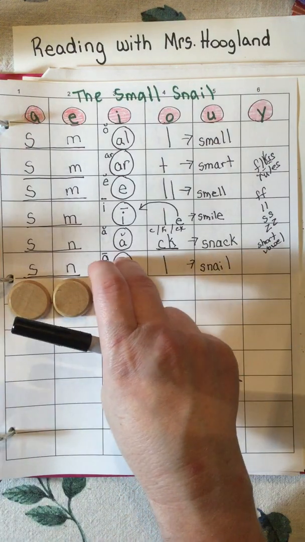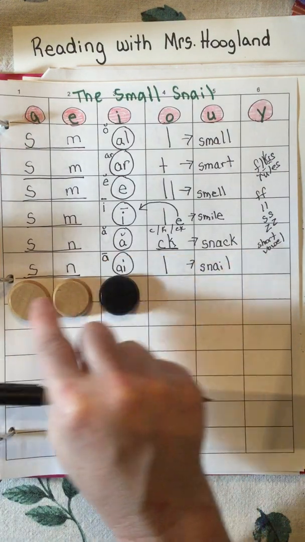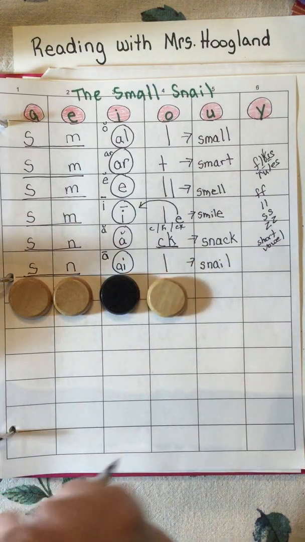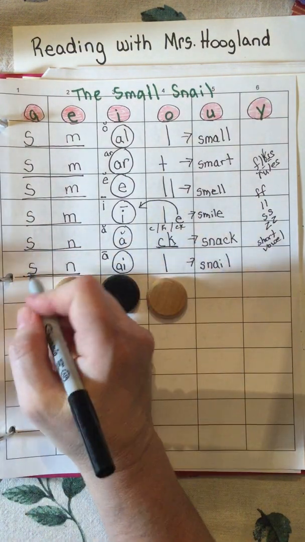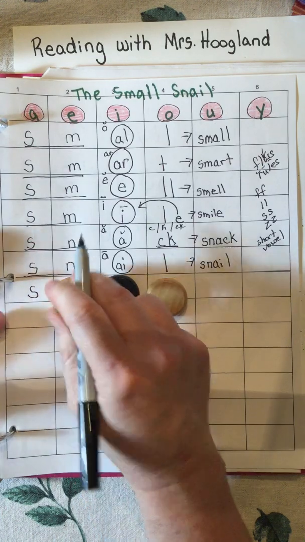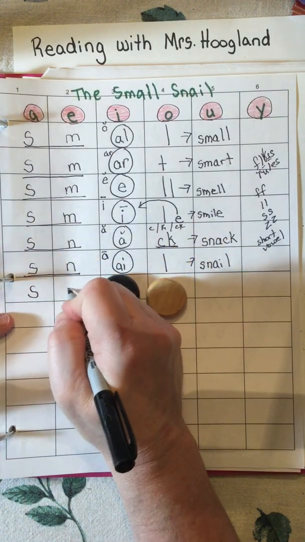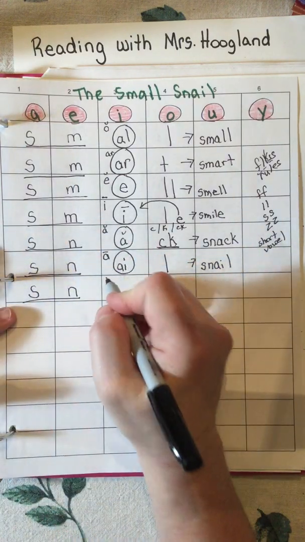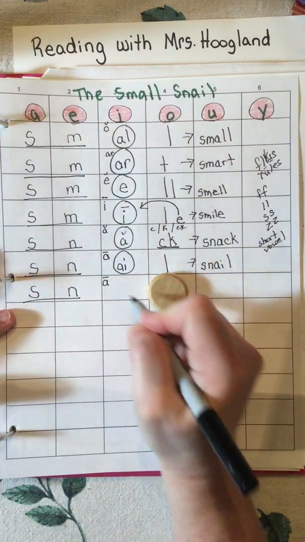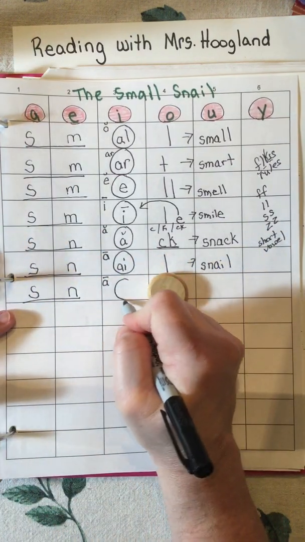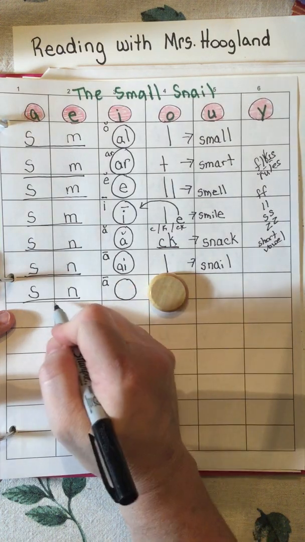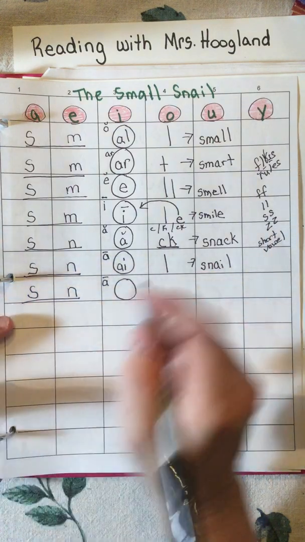Snake. I have a long A again. Here we go. Here's our blend. Sn. A, long A. I'm going to make my vowel circle for it. This is what I hear. This is what it is. Snake.